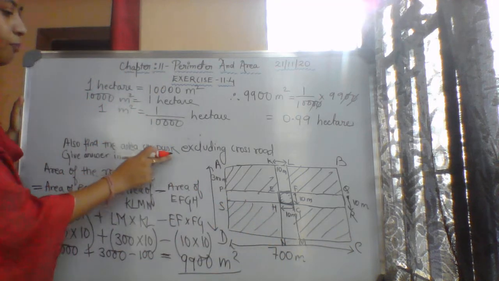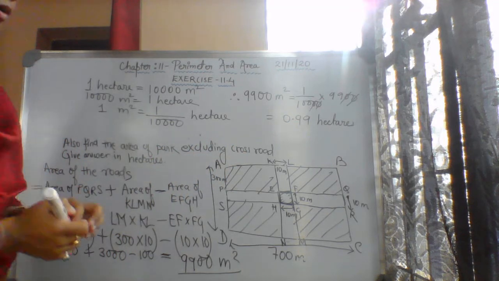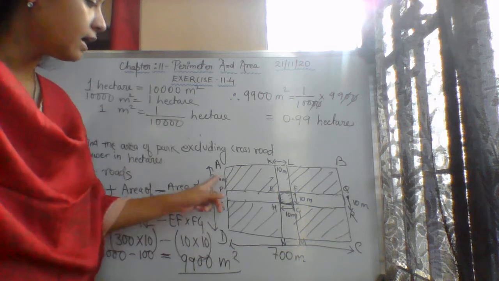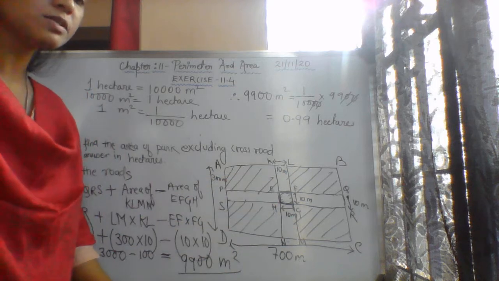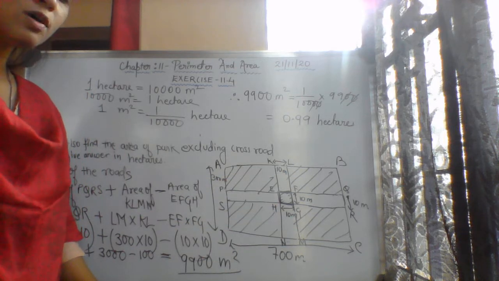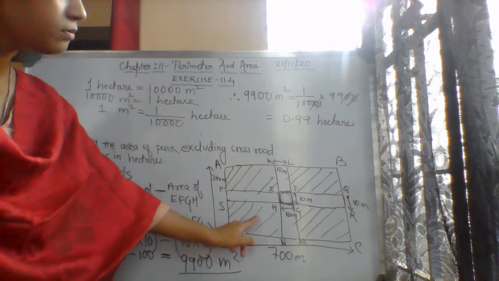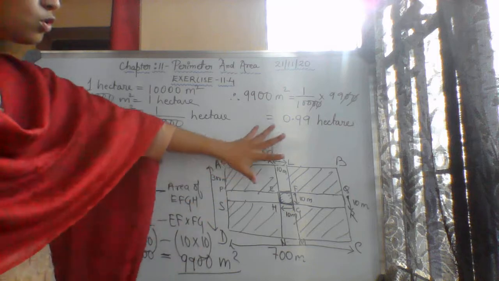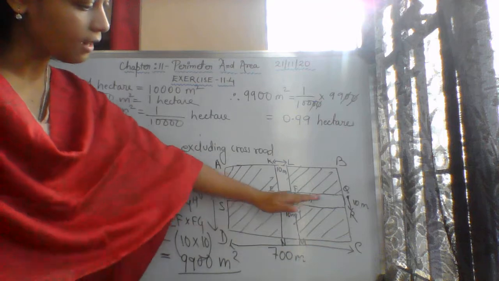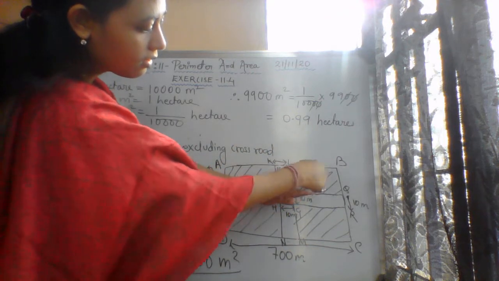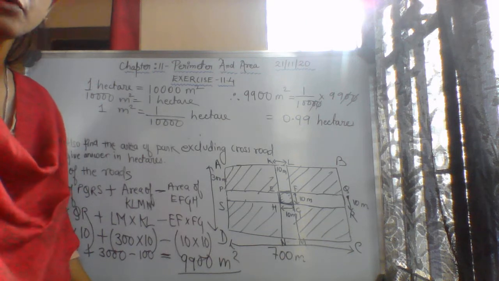So area of park excluding crossroad. So how can we find it? It will be difficult if I find out this length, then breadth, then multiply by 4 times. That will be hard. So what concept? Again, the same concept we are using. How to find the area of the shaded portion? Total area minus the crossroad area. You see, total area minus this crossroad, what you will get? This 4-part area. And that concept we are going to apply here.